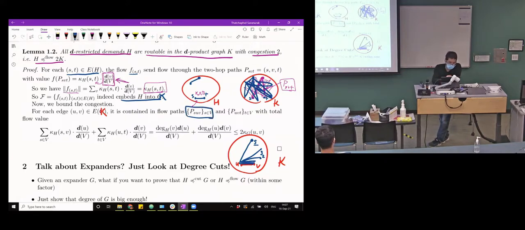And then, symmetrically, you have when you have T, and you would like to send it to T. Something like this, T2, and so on. So that is really all the flow paths that use this edge, UV. Right? So what is the total flow value that goes through the edge? Then you just sum up over all these flow values.